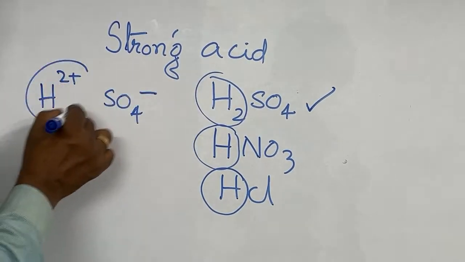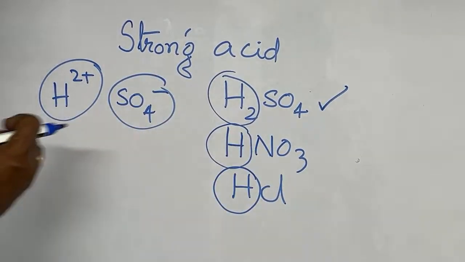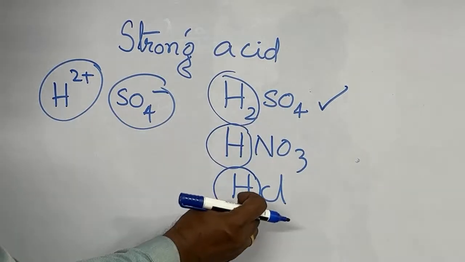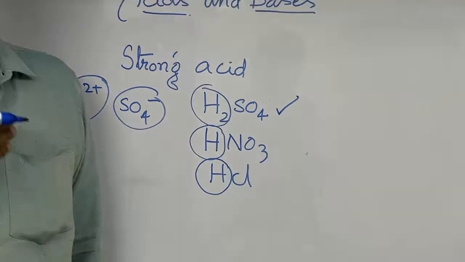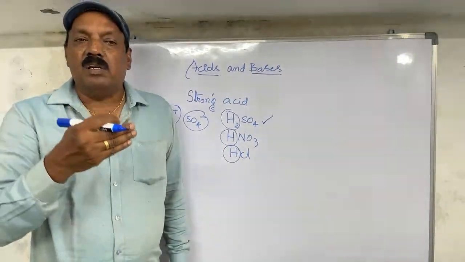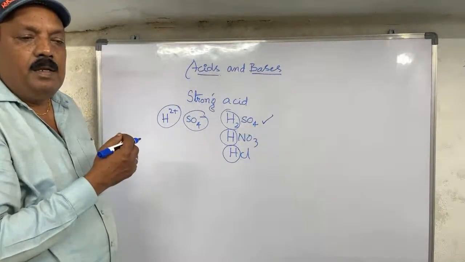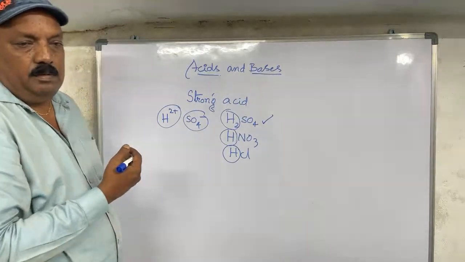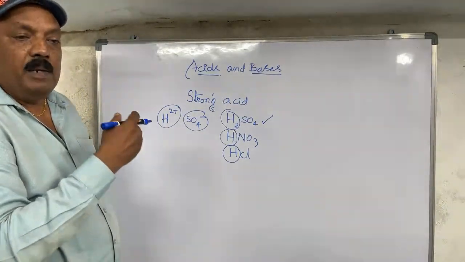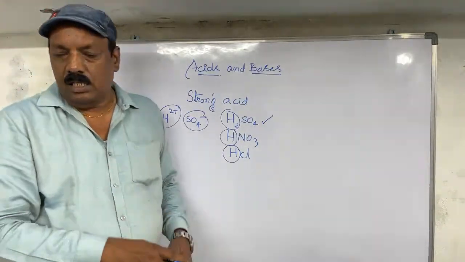This is a positive ion, this is a negative ion. And HNO3 also releases the hydrogen and keeps the nitrogen part, and likewise HCl. So the acids which release all the hydrogen ions when dissolved in water, we call strong acids. The strong acids will have values from 1 to below 3.5. Above 3.5 to below 6.9 we call weak acids.